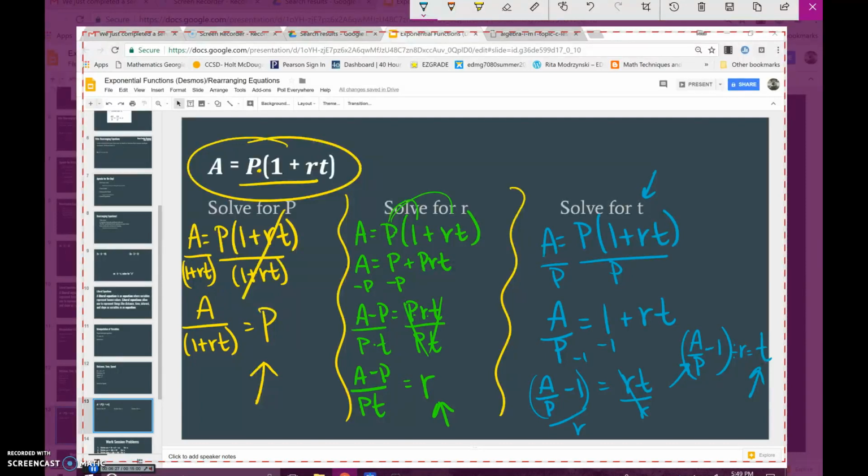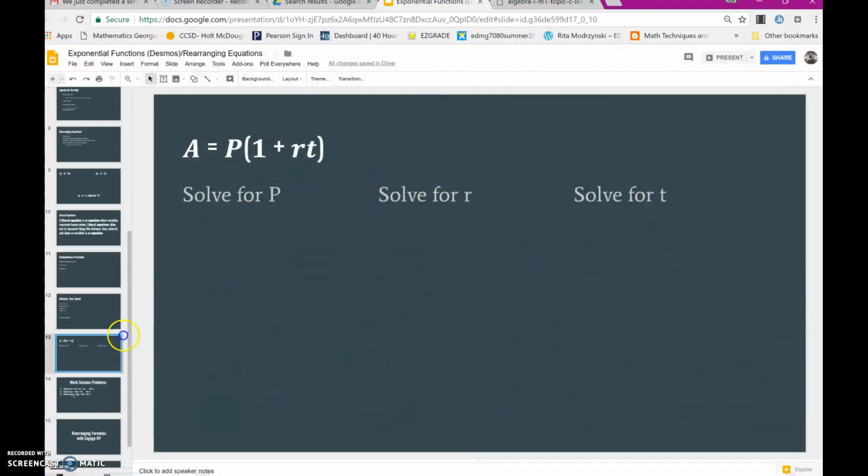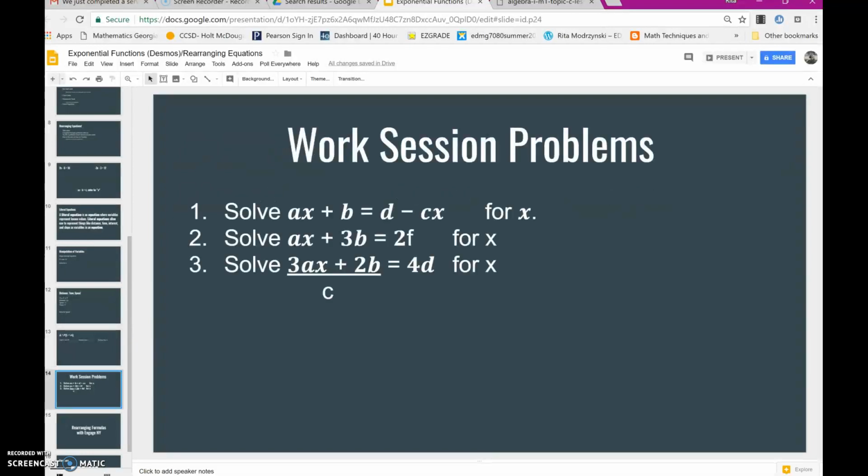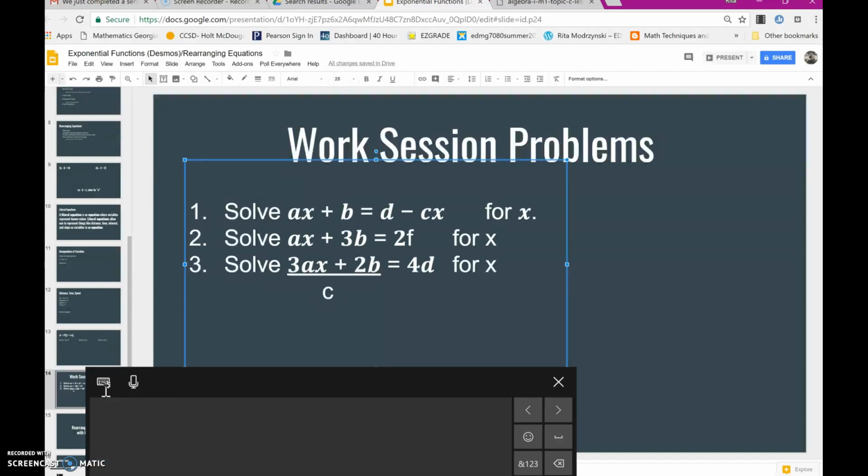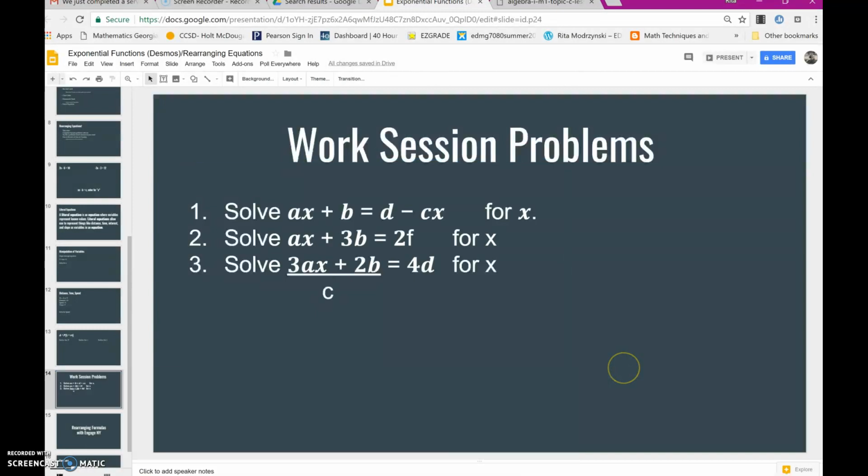All right. Now you're on to your work session problems. These are the 3 work session problems that I would like you to do. All of them you're going to solve for x. Each one, move variables around as you need. This number 3, this is 3ax plus 2b divided by c equals 4 times d. So good luck on those. Let me know if you have questions in class.